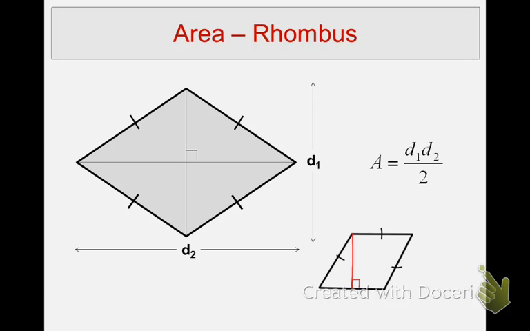What formula? Base times height from the parallelogram. Because a rhombus is still a parallelogram, right? So keep in mind that for the area of a rhombus, you could use this formula, but it also would fit with the parallelogram formula as well, depending on what information you're given.